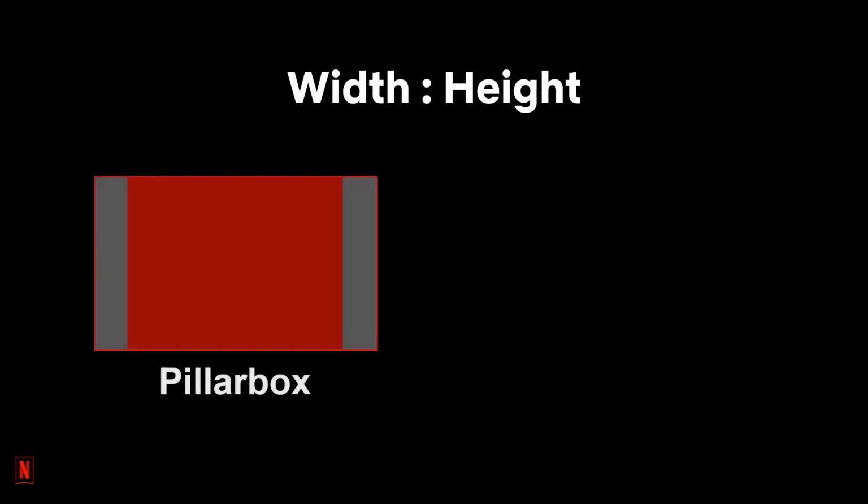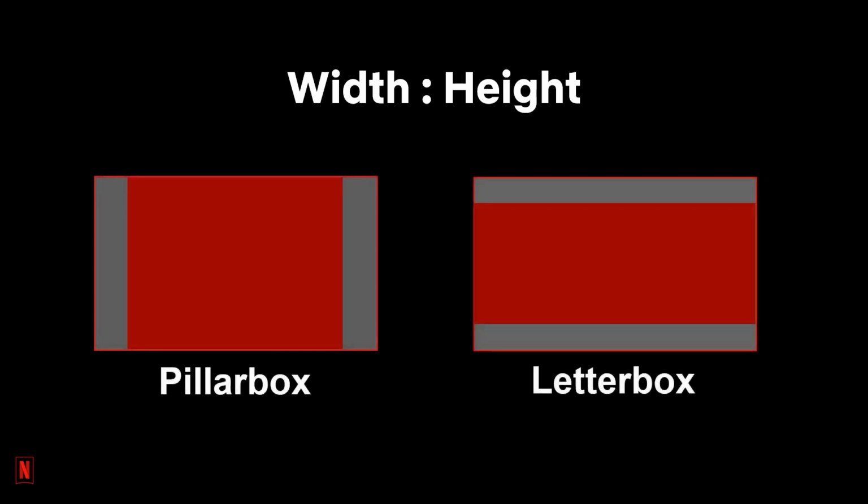When there's a mismatch between the active picture aspect ratio and the display aspect ratio, you end up with black bars on the sides or top and bottom. When these black bars are on the sides, as seen on the left, this is referred to as a pillar box, whereas a picture with the black bars on the top and bottom is called a letterbox.